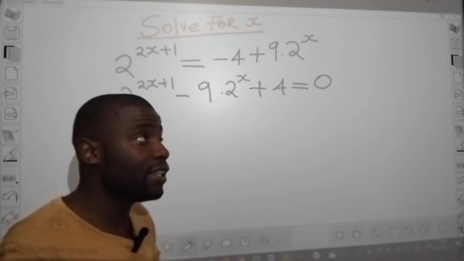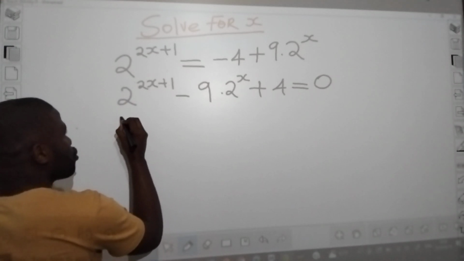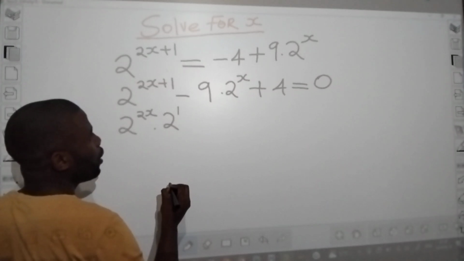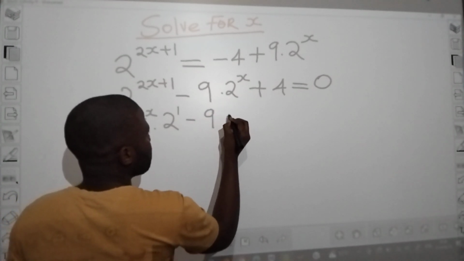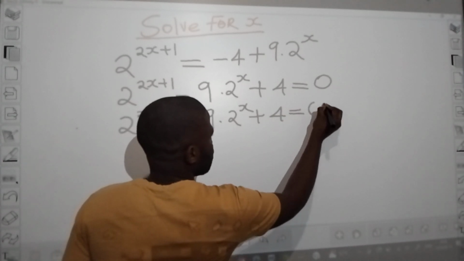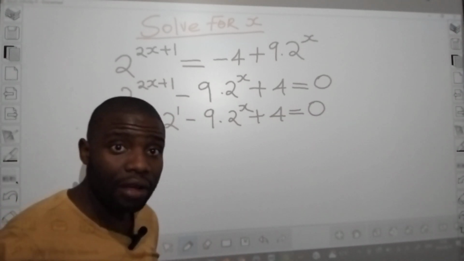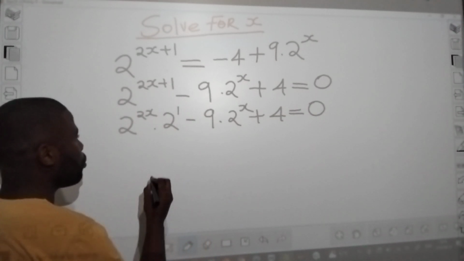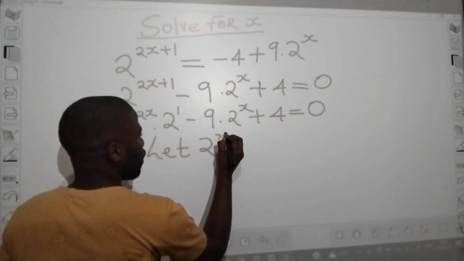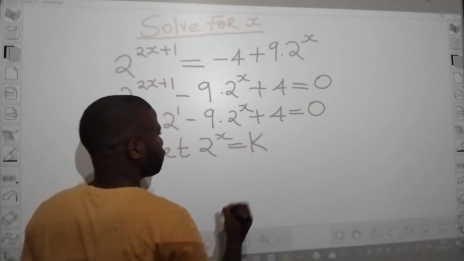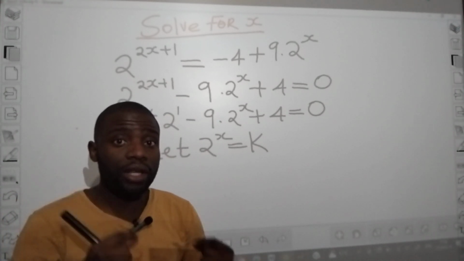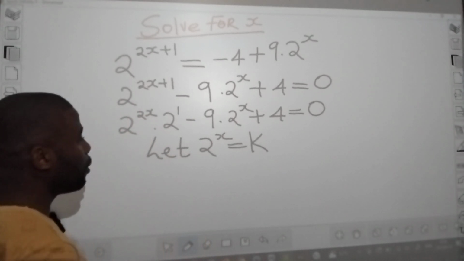And then when you arrive here, guys, I'm going to break this and write it as 2 to the exponent of 2x multiplied by 2 to the exponent of 1, minus 9 times 2 to the exponent of x, plus 4, equals 0. And then I'm going to write one of the very important steps whereby we say let 2 to the exponent of x be equal to k. When I'm saying let 2 to the exponent of x be equal to k, it means that where there is 2 to the exponent of x, I'm going to write k.